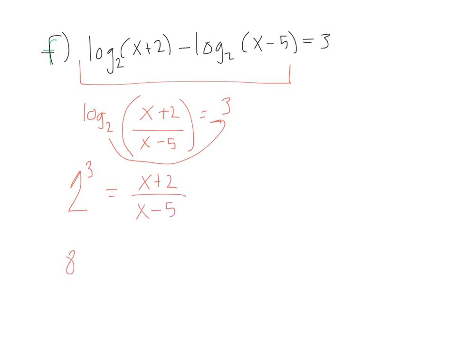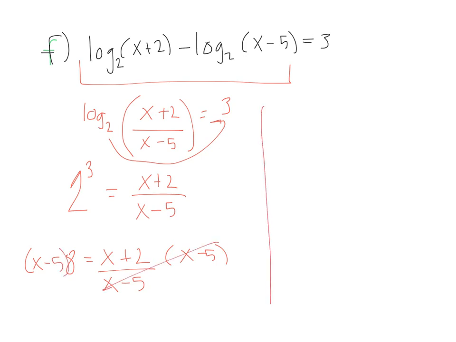A couple ways we can solve this. If we just multiply both sides by the common denominator, which is x minus 5, that cancels out there, and we are left with 8x minus 40 is equal to x plus 2. So subtract the x over, it's 7x. Add the 40 to the right side, we get 42. So we get x is equal to 6.